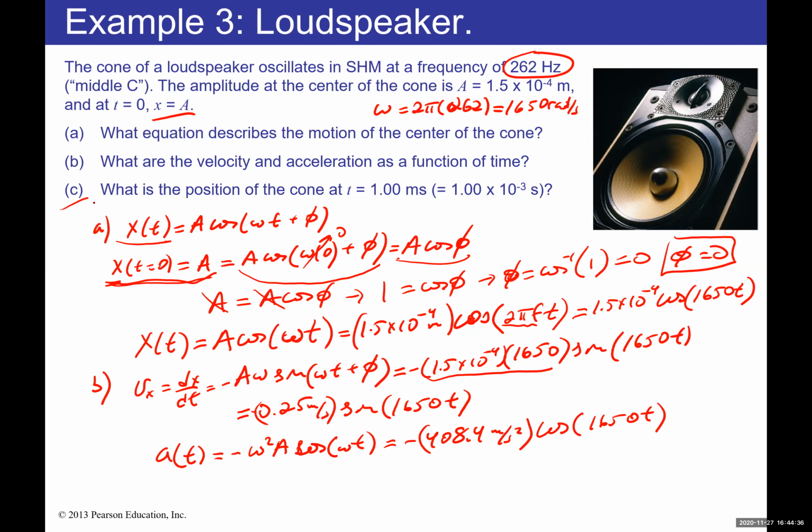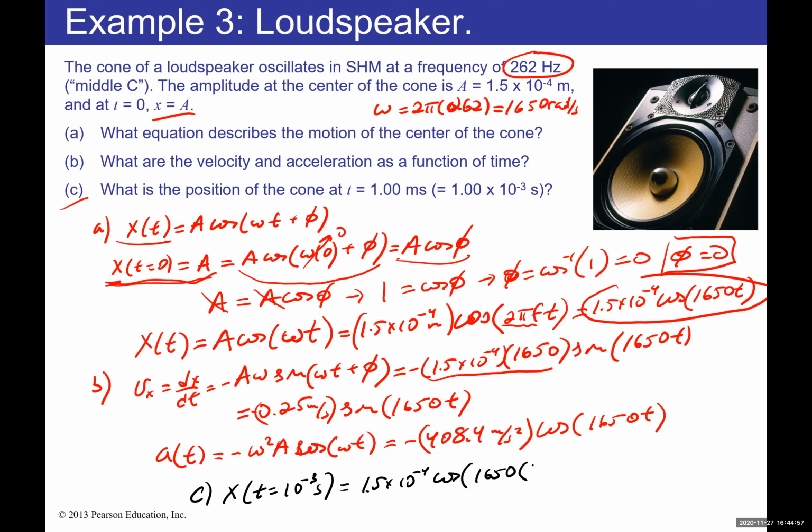So I go to this equation for the position, and I use that to find, for part C, right? What is the position when t equals 1 millisecond, which is basically 10 to the negative 3 seconds? So then 1.5 times 10 to the negative 4, then cosine 1650, then times 10 to the negative 3 seconds. I calculate, and I'm going to get negative 1.2 times 10 to the negative 5 meters. That means it's 1.2 times 10 to the negative 5 meters to the left of the equilibrium position.